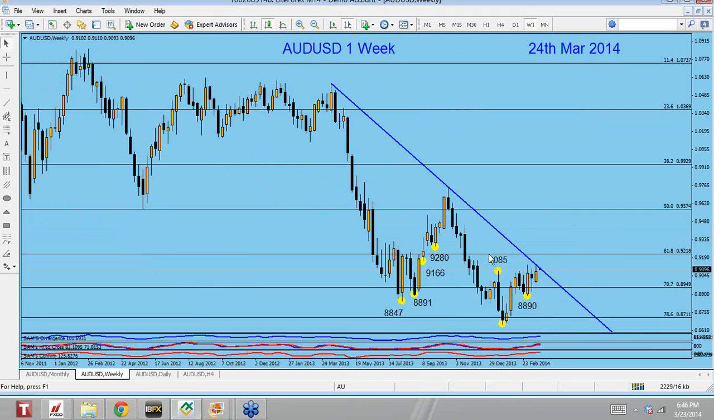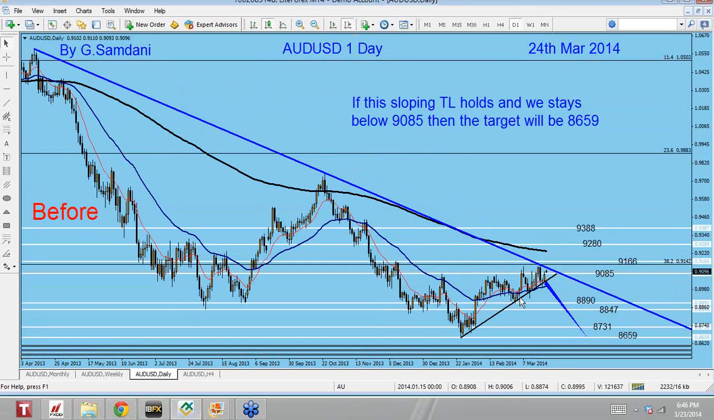All right, so we are back to this TL. We are hitting this TL, the third touch, which is always very important. So we are just below this number here. We went above it actually, 9085.